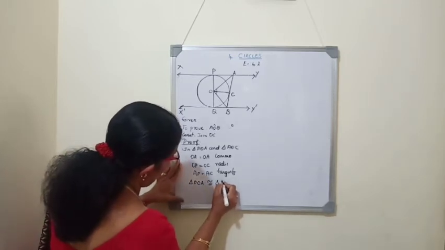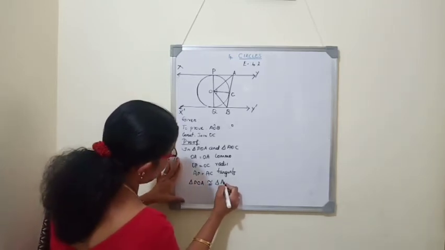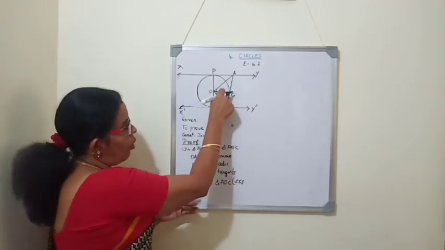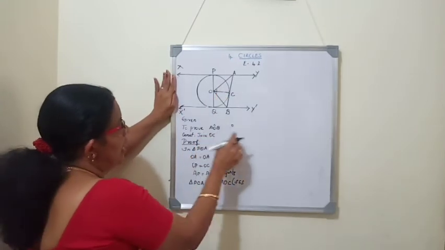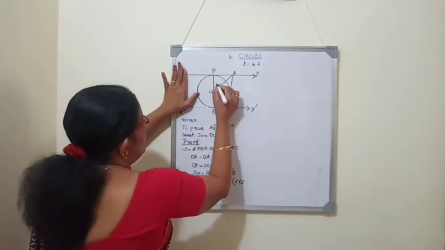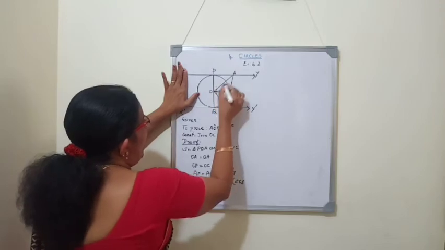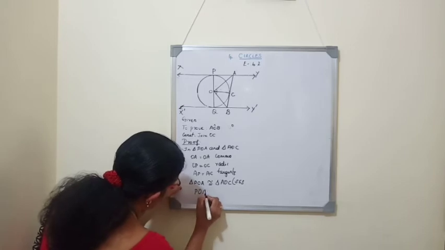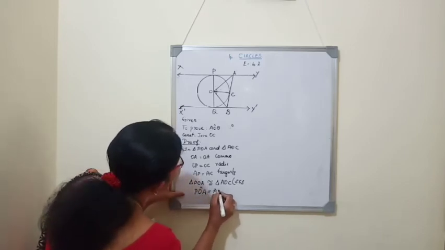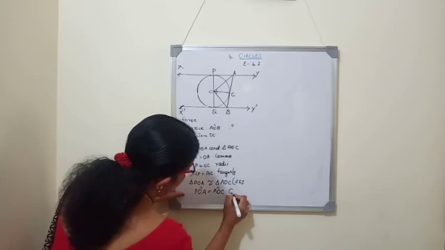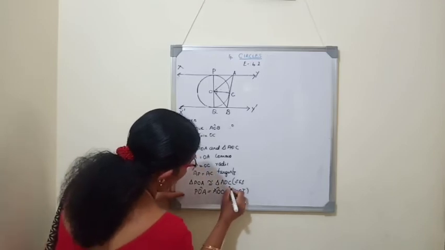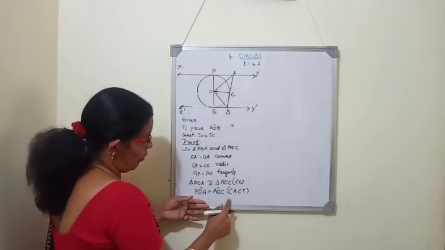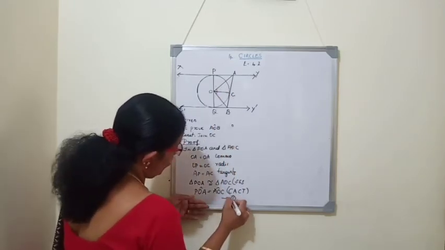SSS postulate. Triangle AOC by SSS postulate. So, once the triangles are congruent, we know that the corresponding angles are equal. We will consider these two angles. Angle POA and angle AOC are equal. We will write angle POA is equal to angle AOC. Write the reason: CACT, corresponding angles of the congruent triangles. Triangles are congruent, therefore these two angles are equal. Let this be equation number 1.